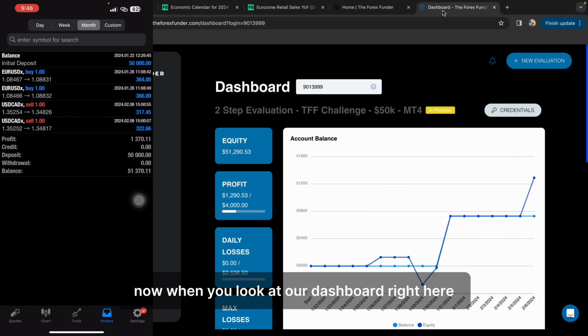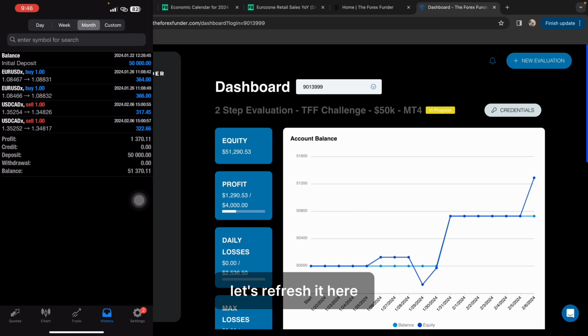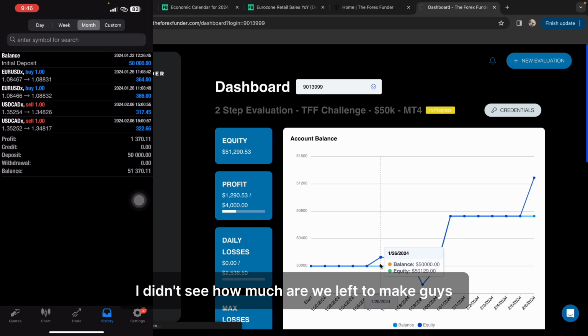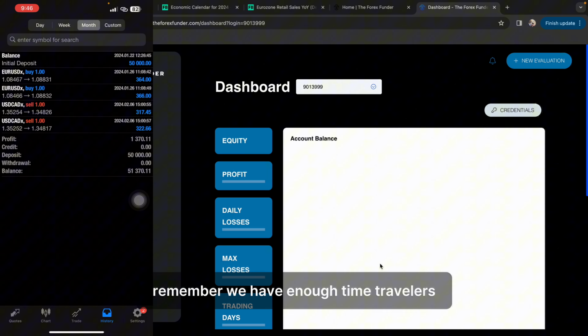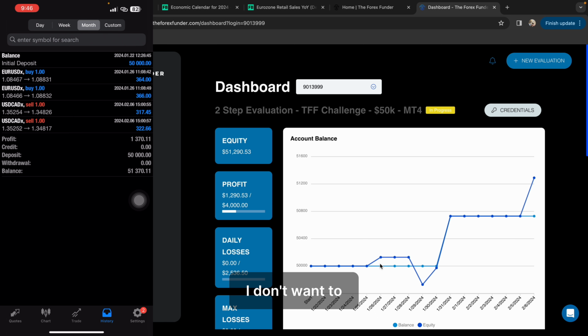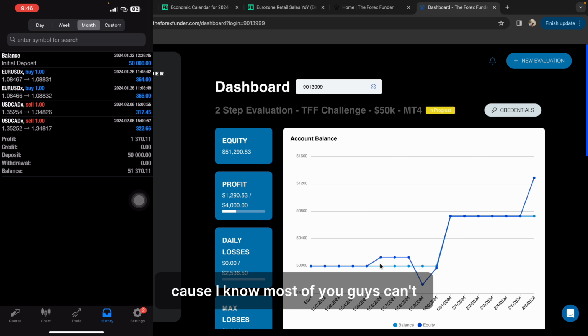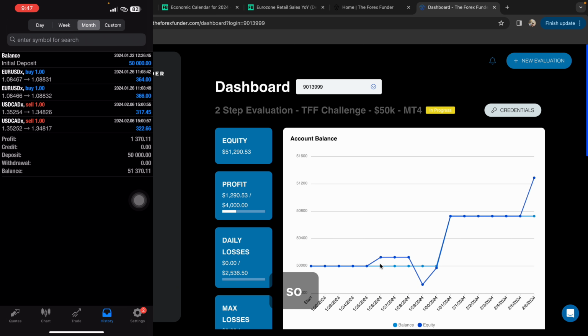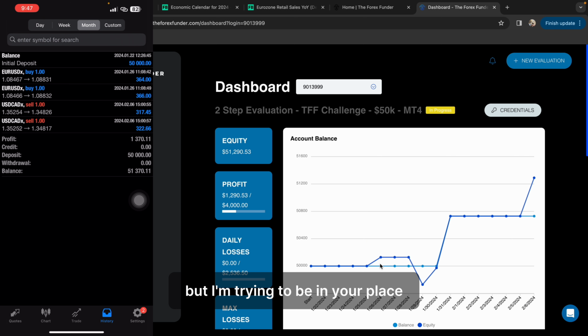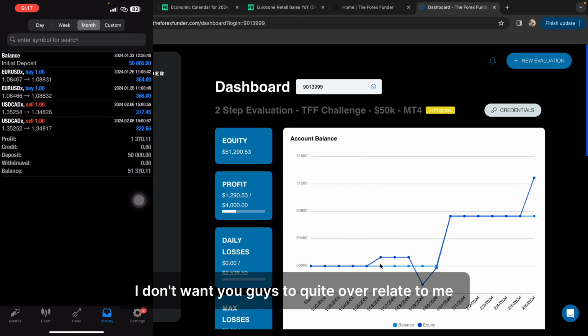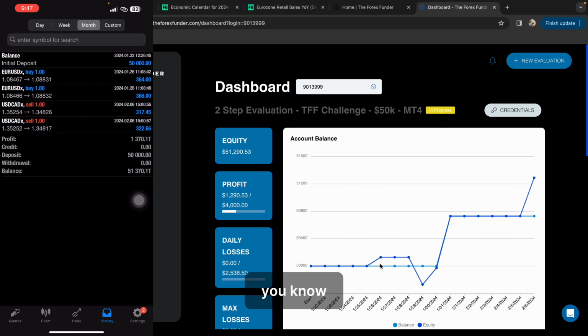Now when we look at our dashboard right here, let's first refresh it and see how much we are left to make, guys. Remember, we have enough time, traders. I don't want to use bigger lot sizes on these accounts because I know most of you guys can't use the same lot sizes. So I'm trying to pass this account, but I'm trying to be in your place, as if I'm you. I want you guys to be able to relate to me. That's why I'm not using really big lot sizes.